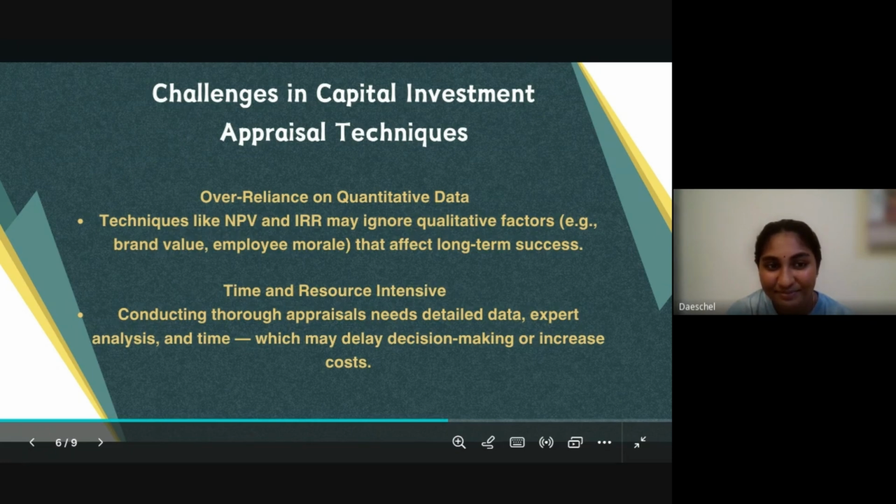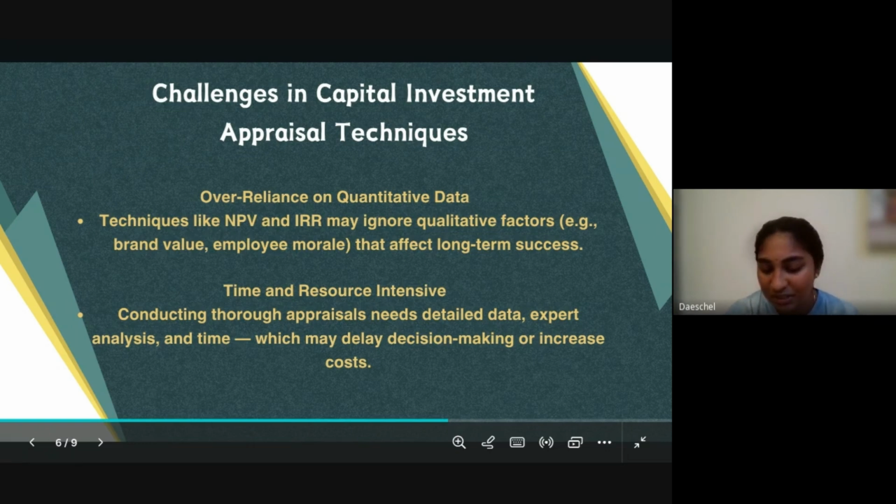Next. Over-reliance on quantitative data. Most appraisal techniques like net present value, NPV, or internal rate of return, IRR, focus heavily on numbers: profits, costs, returns. They might ignore important non-financial factors like customer satisfaction, employee well-being, or brand reputation, which can impact long-term business success.